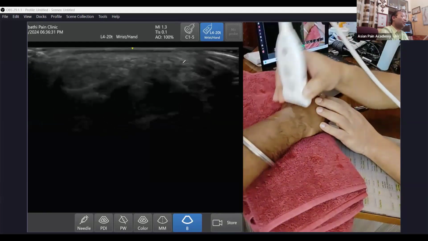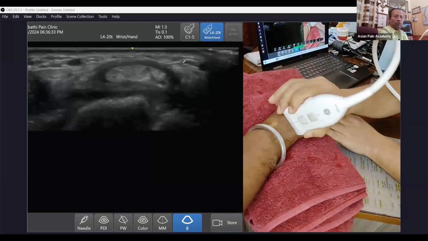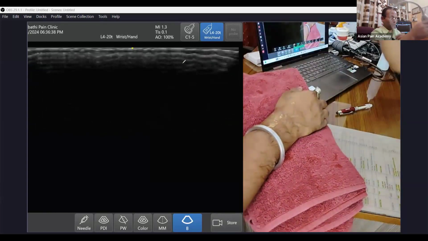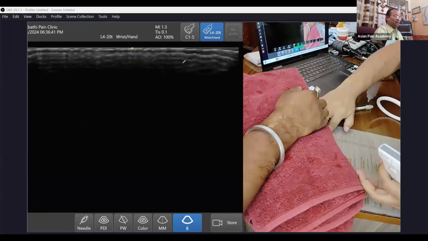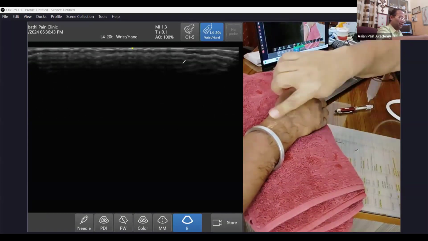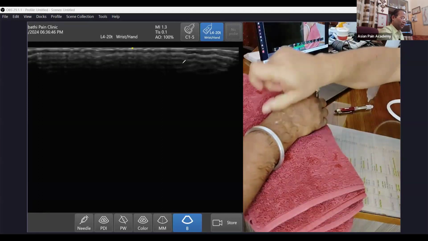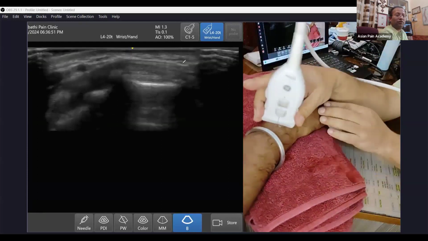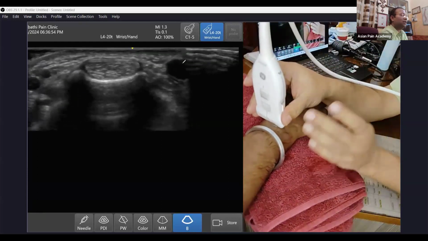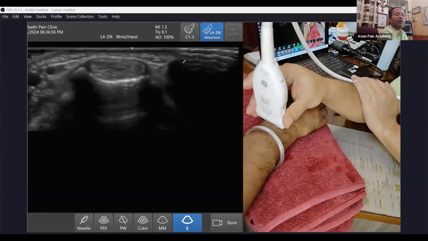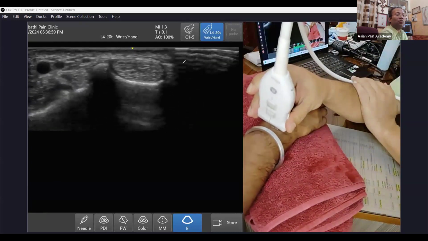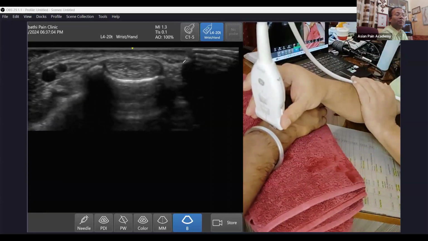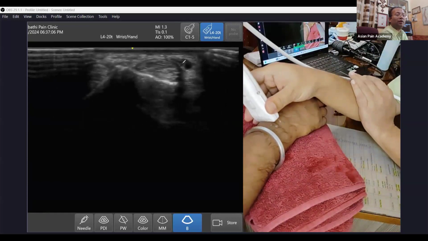Now, what other things? Yes, one more important thing here is the superficial radial nerve, the sensory branch of the radial nerve. Where should I search for it? I should search for it over compartment number 1. If this is Lister's tubercle under the yellow mark, this is compartment number 2, and this is compartment number 1.